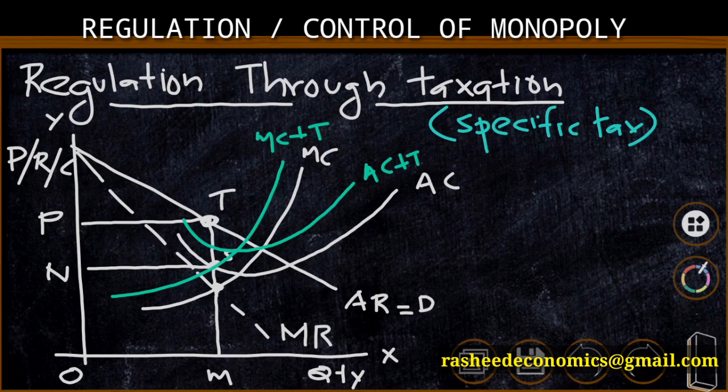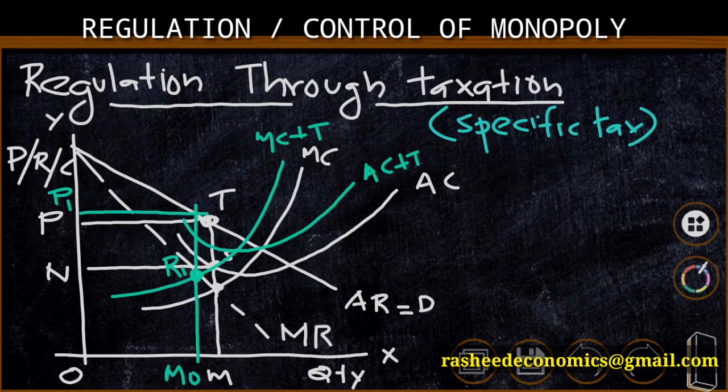Corresponding to this MC plus T and AC plus T curve, we have an equilibrium point here, that is R1. Corresponding to equilibrium point R1, the equilibrium output is OM0, and the equilibrium price is OP1. When a tax is imposed, there is an increase in the price of the product.